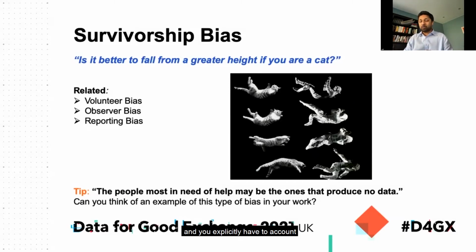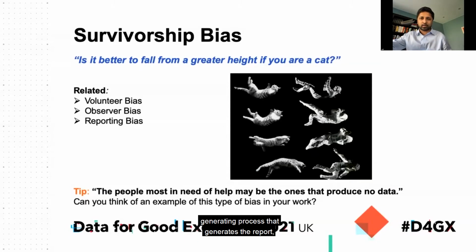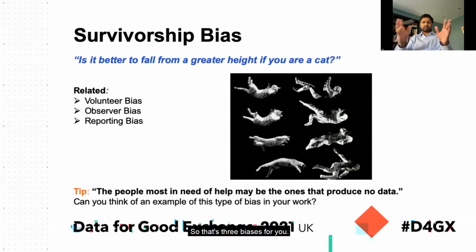And you explicitly have to account for this when you do any survey. So that's an example of observer bias. And then the third one is reporting bias, which you can think of as a combination of the first two, which is any act of reporting has all of these hidden biases within it. So it's important to ask, what is the report generating process that generates the report before you analyze it? So that's three biases for you.